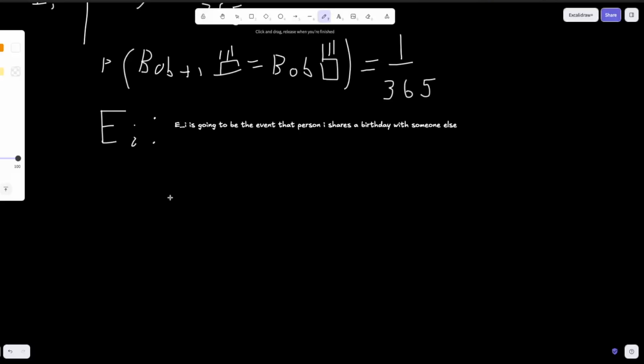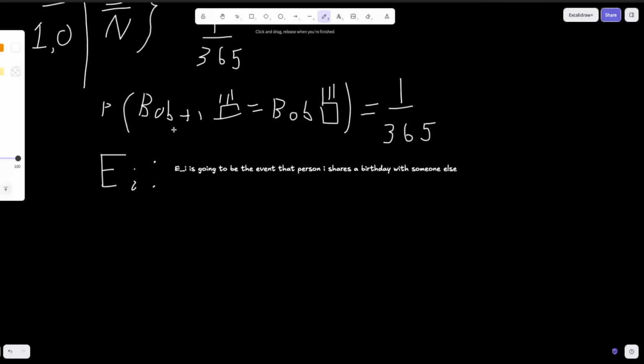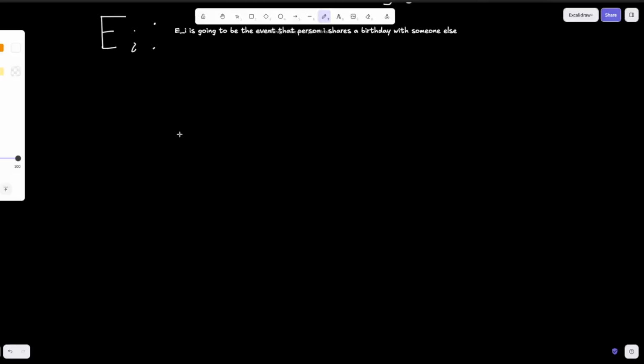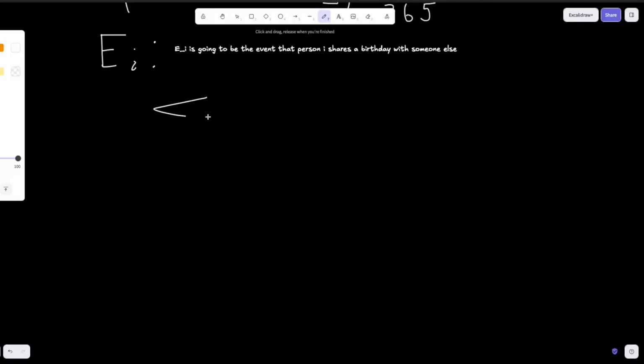And so you might be thinking, other than Bob, there are n minus 1 other people, so maybe we should do something like a summation, where we start at 1, go to n minus 1, and sum 1 over 365. I mean, this feels like it should make sense. It's the probability Bob shares a birthday with Bob plus 1, plus the probability Bob shares a birthday with Bob plus 2, and so on and so forth.